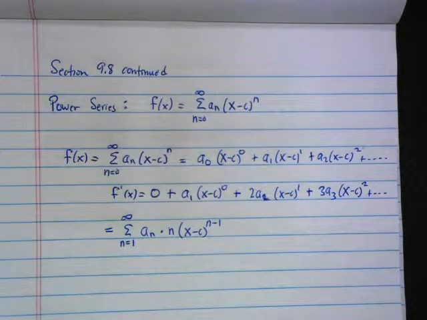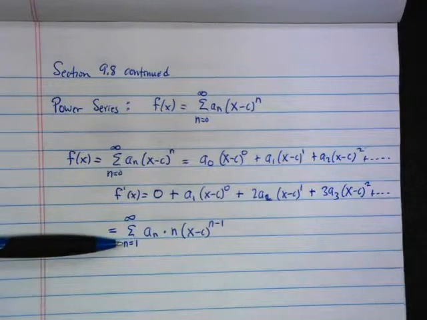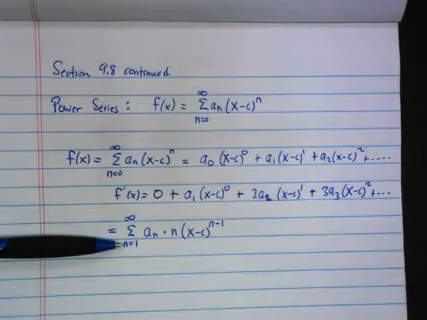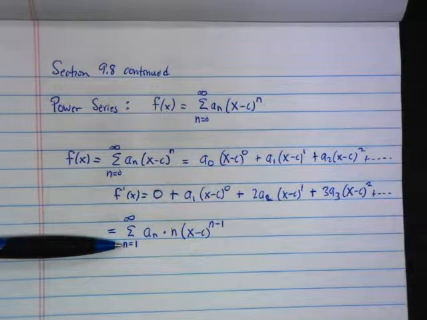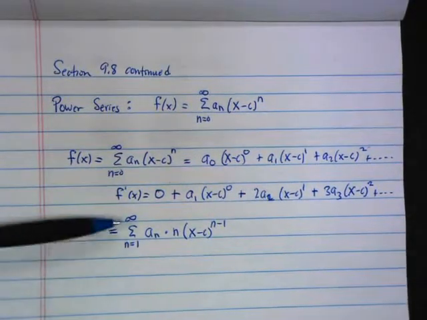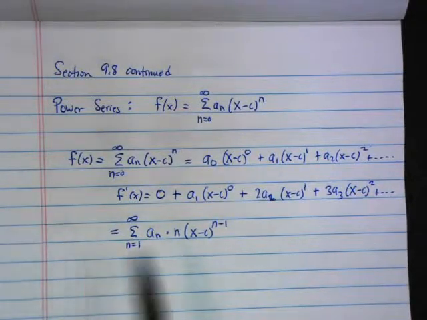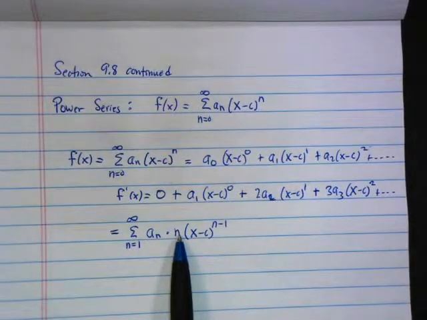Here's the big question though. This one started at 0. Our original function started at 0. Why, when I took the derivative, does our series start at 1? When it starts at 0, it's just 0. What was the derivative of the first term? The derivative of the first term was 0. Would it matter if I started this series at 0? No, why not? Because when I plug 0 in for n, I'm still going to get 0 for the whole thing.